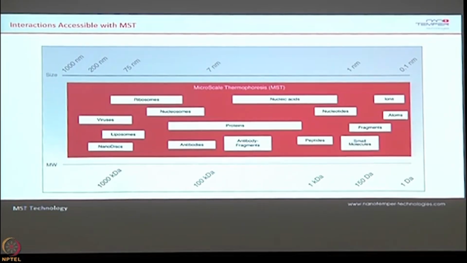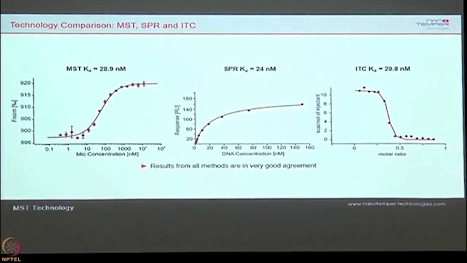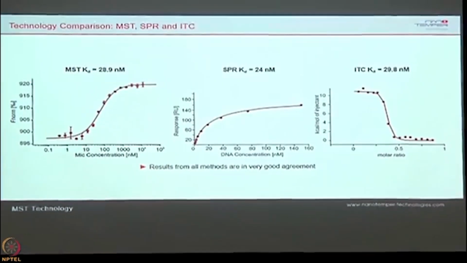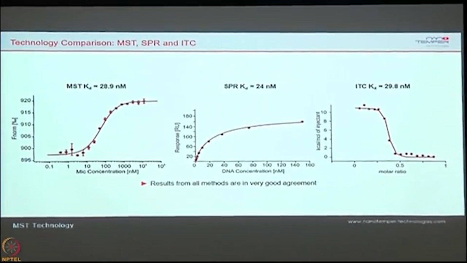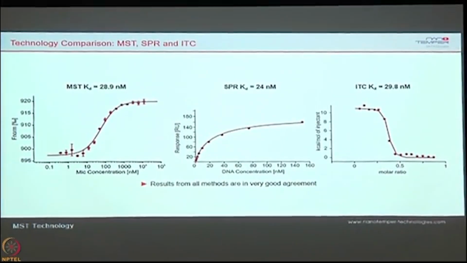Without any limitation of sizes, you can work with a wide variety of samples to get the binding affinity. Typically this technique is comparable to SPR. Have you ever heard of SPR? I think many people might be using SPR as well. This technique is very much comparable to SPR and ITC, isothermal calorimetry. In chemistry, people just measure the heat exchange to determine the binding affinity.